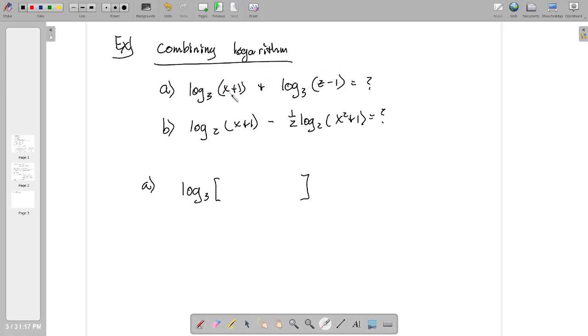Now, because we're adding, we multiply the two inputs. So we get x plus 1 times z minus 1, just like this. And that's it. You can't do anything more than this.